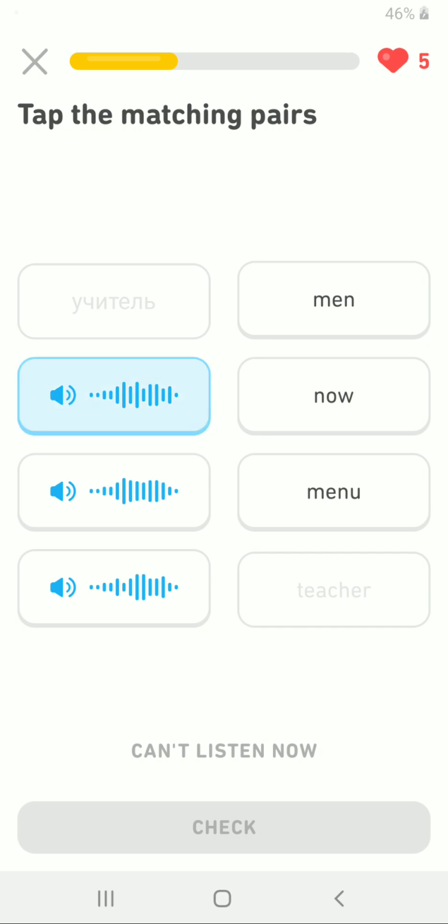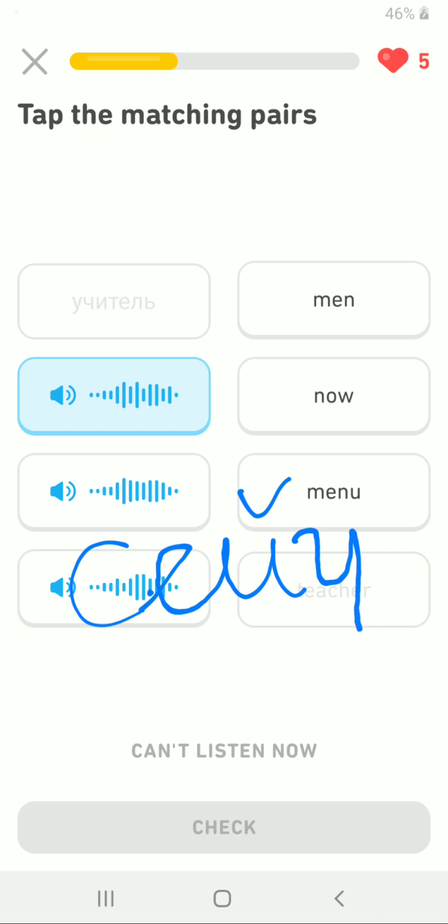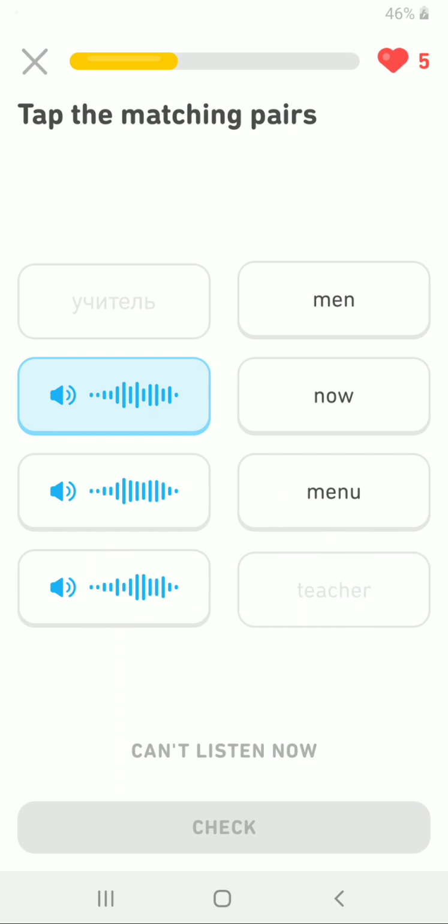Сейчас. Сейчас is actually written with the S. Not the best cursive, but it means now.